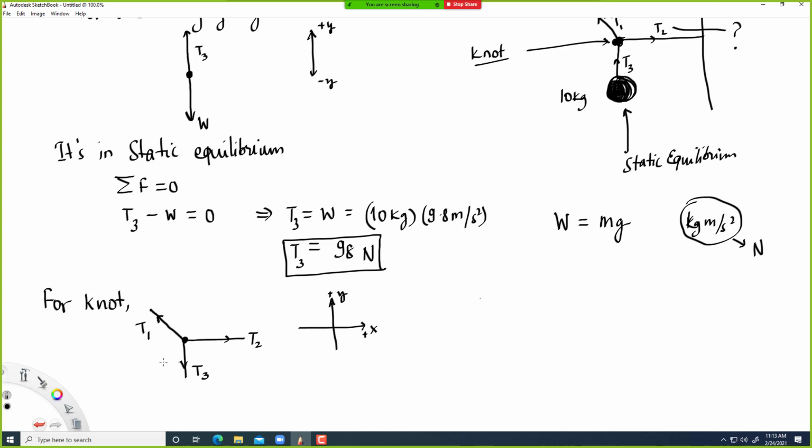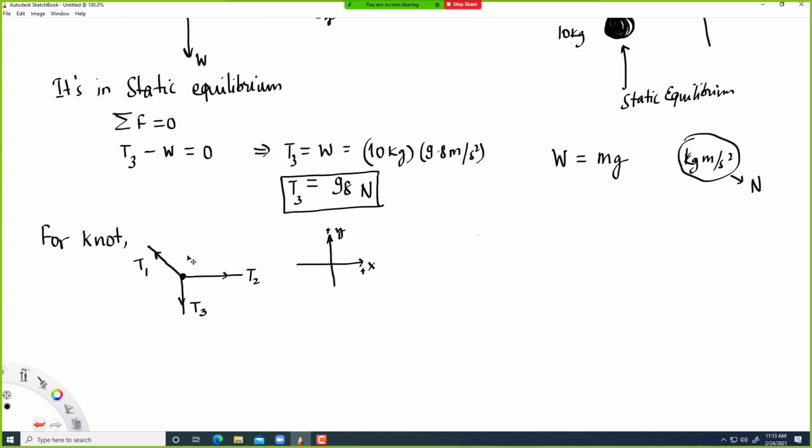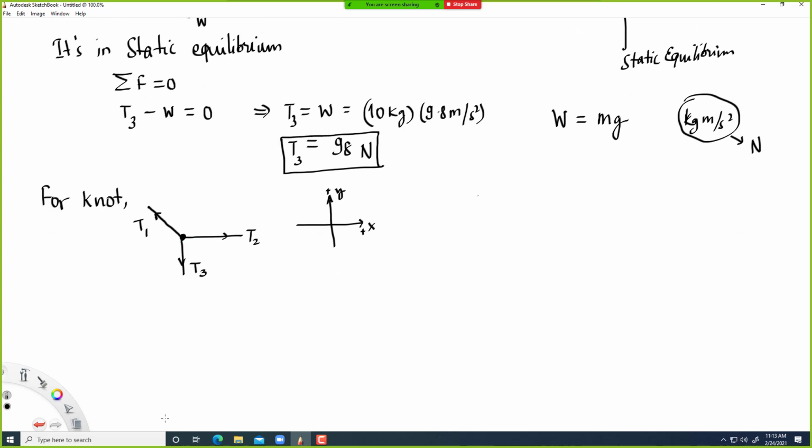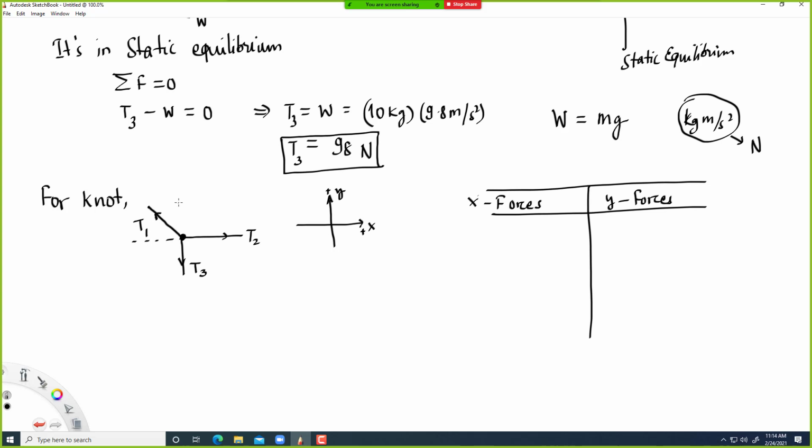So we cannot add these three tensions in ordinary way because they are vectors. So what we need to do is we need to resolve the tensions into x and y components. Okay, so we want to write x components and y components, or you can call x forces or x tensions and y forces or y tensions. So starting with T1, what is the x component of T1?